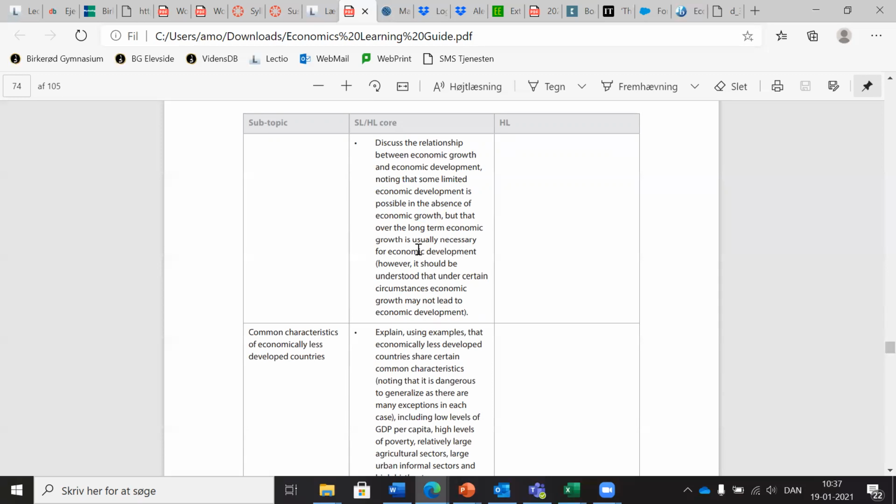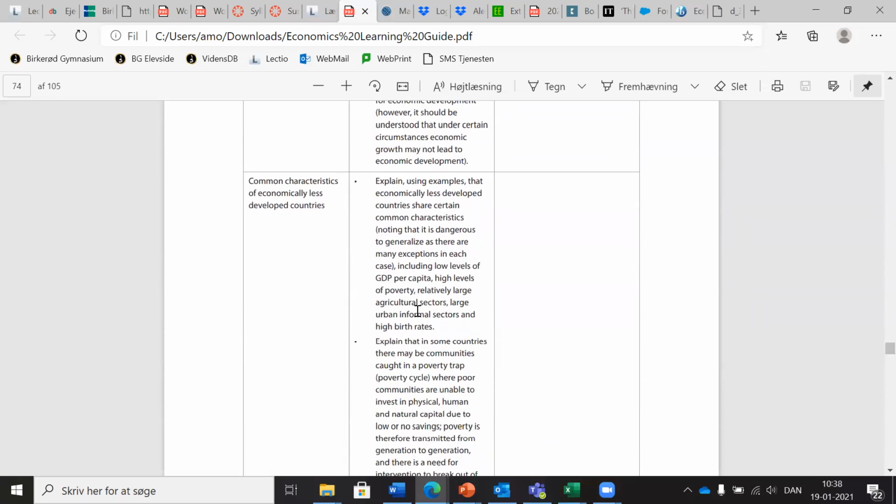But basically, economic growth may not lead to economic development. So economic growth is necessary over the long term for development, but it's not sufficient to guarantee that we have economic development. Common characteristics of less developed countries.